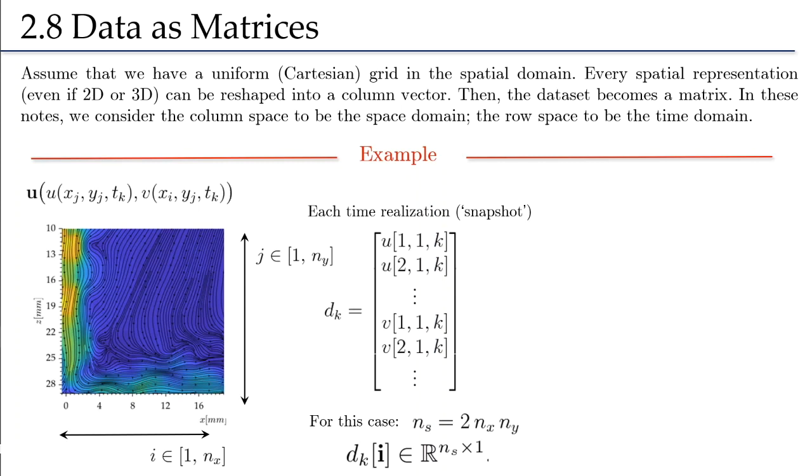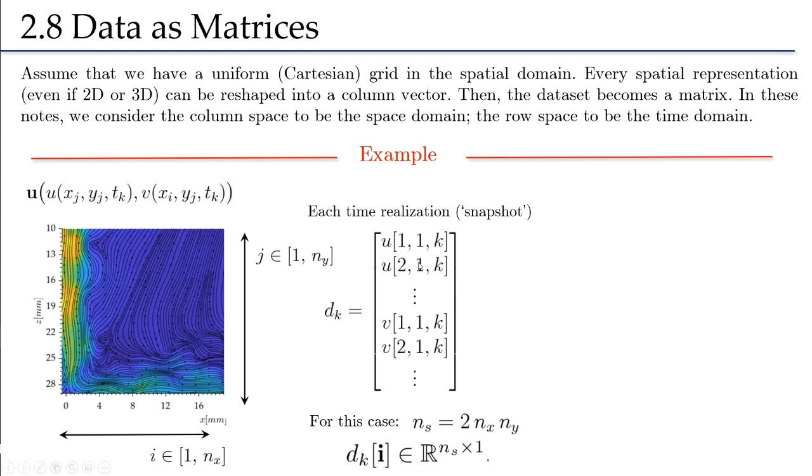It is convenient to reshape the information contained in every snapshot, in every single time step, as a column vector. Here we will take all the u components column-wise and stack them one below the other, and then below this we will do the same with the v component, the vertical component. The criterion you use to reshape the snapshot is irrelevant as long as you use the same one when you want to get back into the space domain.